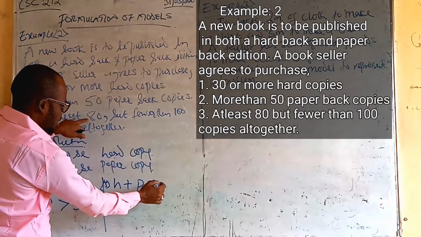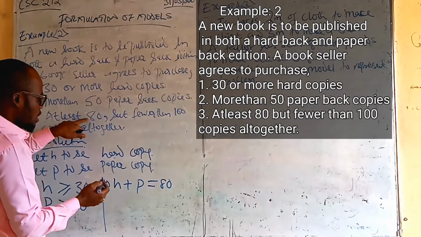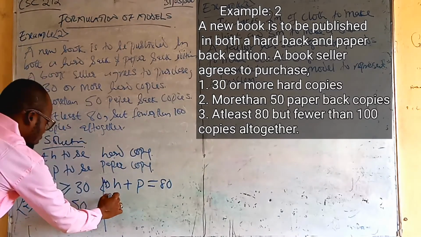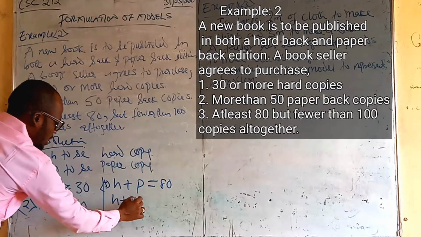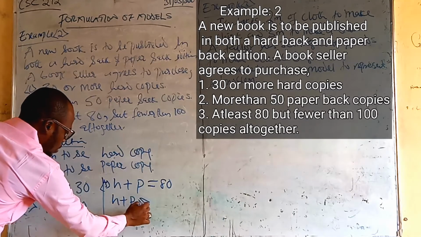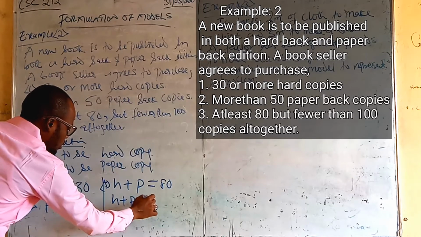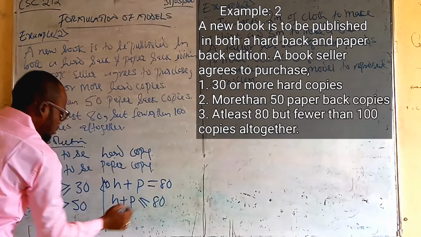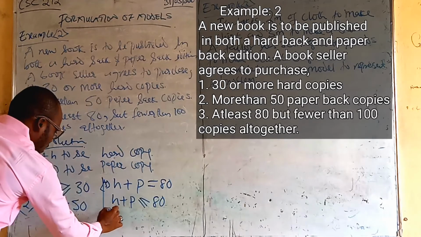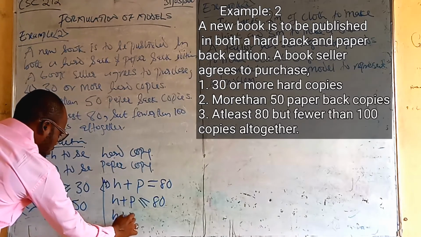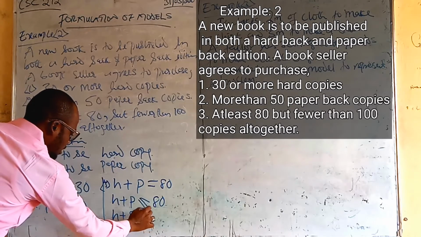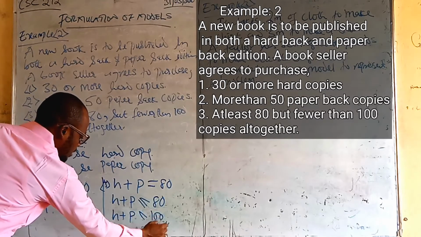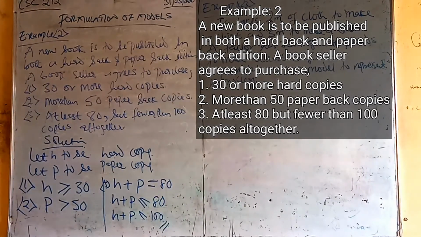Either we say that it is equal to 80, or we say that hard copy plus paper copy is greater than or equal to 80, or hard copy plus paper copy will be less than 100. So this is how we are going to formulate this problem.